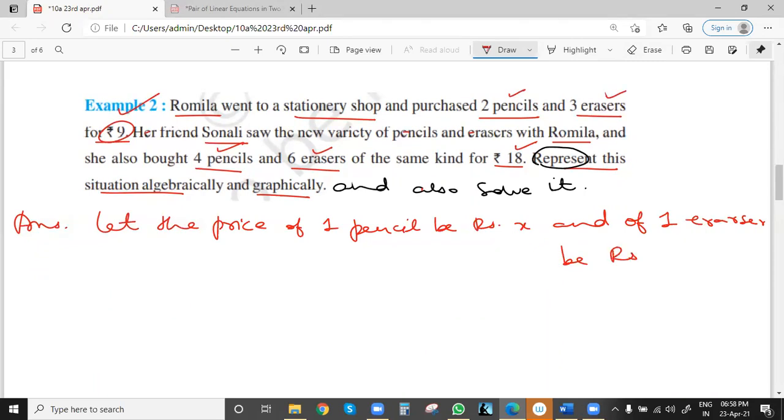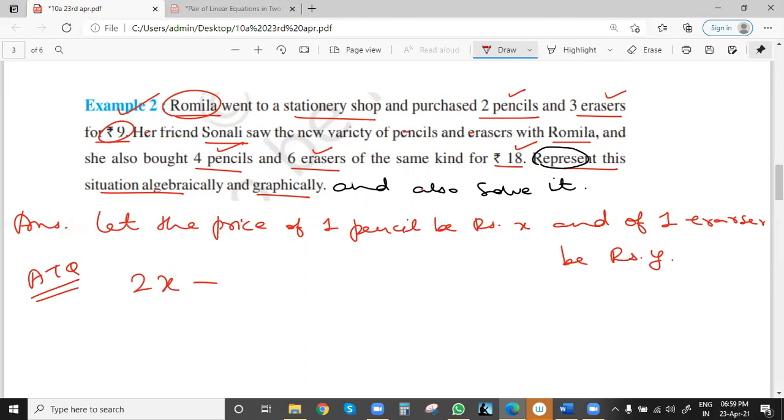be ₹y, because Romila purchased 2 pencils and 3 erasers for ₹9, and Sonali, her friend, purchased 4 pencils, 6 erasers for ₹18. But we don't know exactly the price of 1 pencil and 1 eraser, so we'll take x and y. We write ATQ, according to question. 1 pencil price is ₹x.